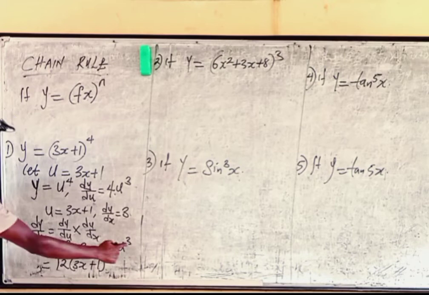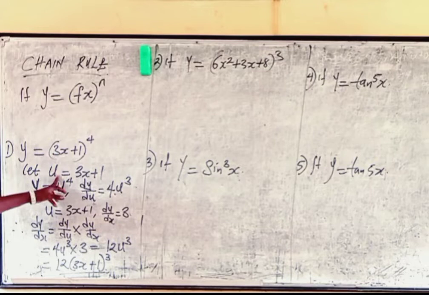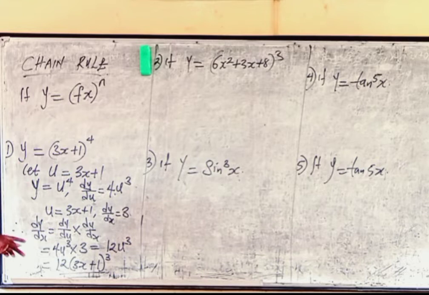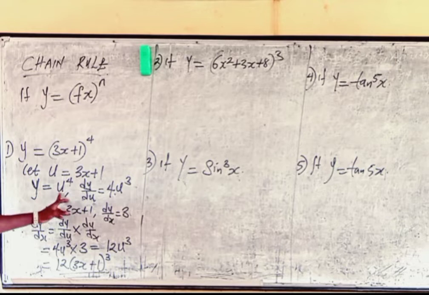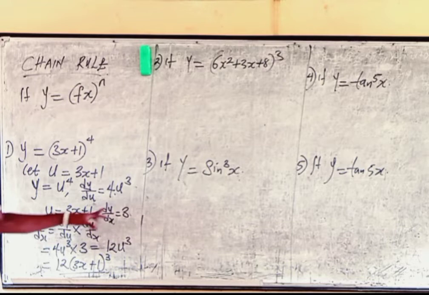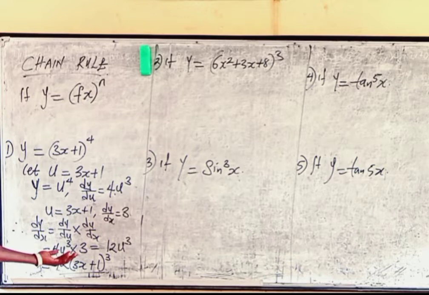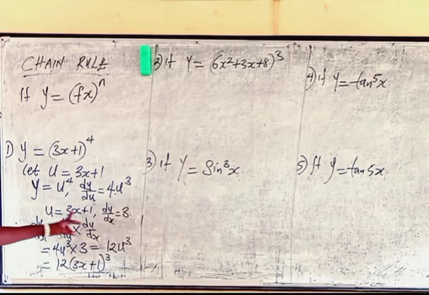So the first thing, let everything here be equal to u, so that the question will now be u raised to power 4. Then the next, you differentiate y with respect to u, that is 4 times u to the power 4 minus 1, using the polynomial function. Then differentiating the other one using the same polynomial function, 3x gives 3, and 1 gives 0. Then the next, multiply these two, dy over du times du over dx, from the chain rule. You're going to have 4 times 3, which is 12, u raised to power 3, and next, what is u? You bring it back, and you have the final answer.